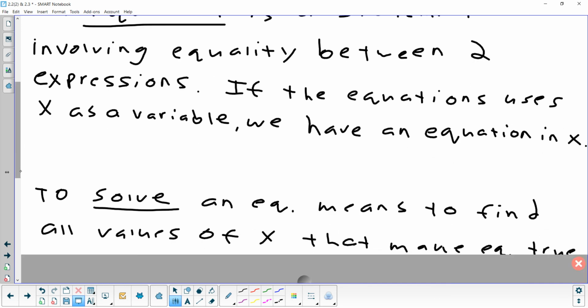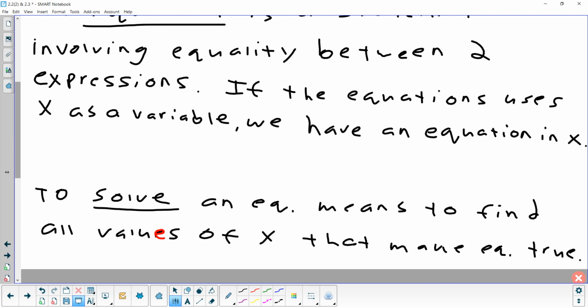When you're asked to solve an equation, solving an equation means to find the value or values that make the equation true. Generally, when we're solving linear equations, you have one solution. When we get into quadratics, think about how many times it can cross the x-axis. You could have up to 2 solutions. And then higher degree polynomials can have even more. But solve means to find all the values of x that make it true.